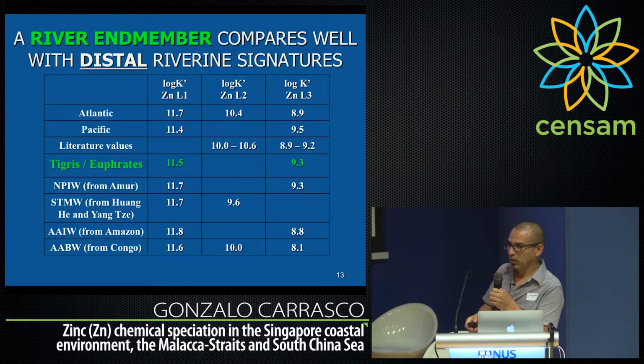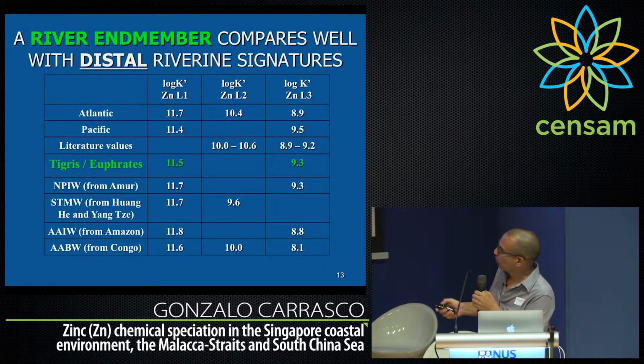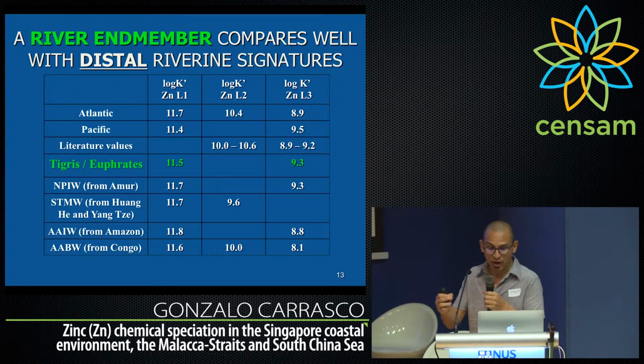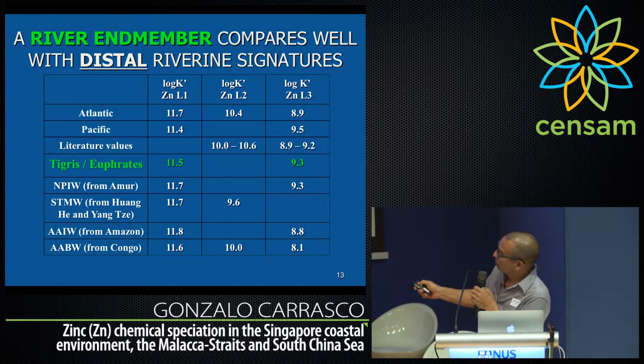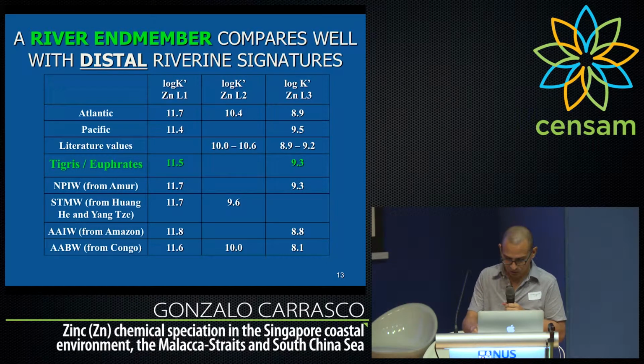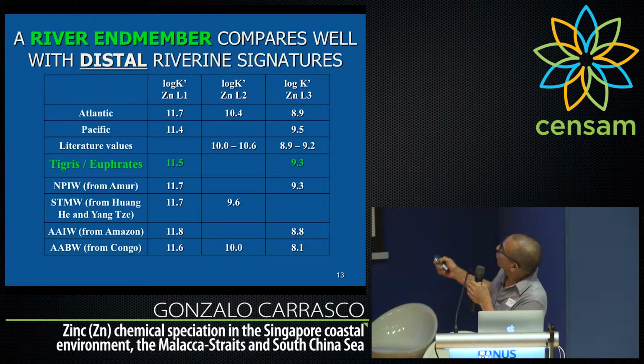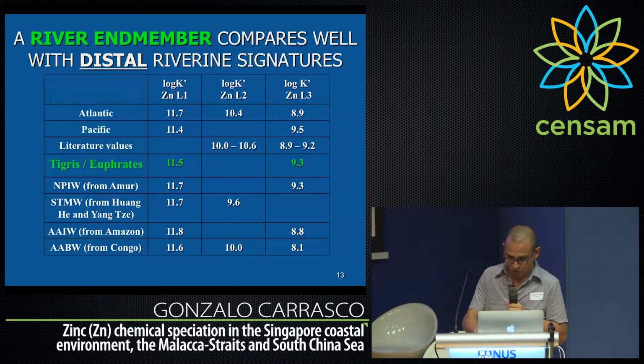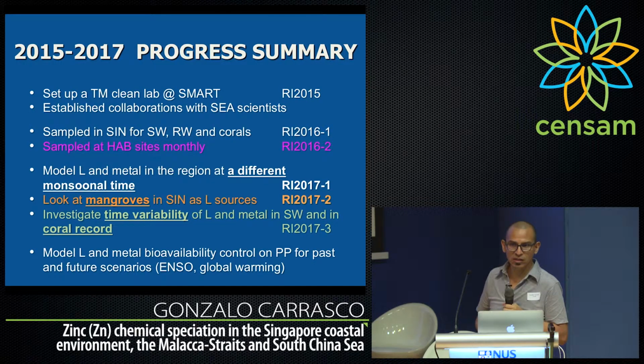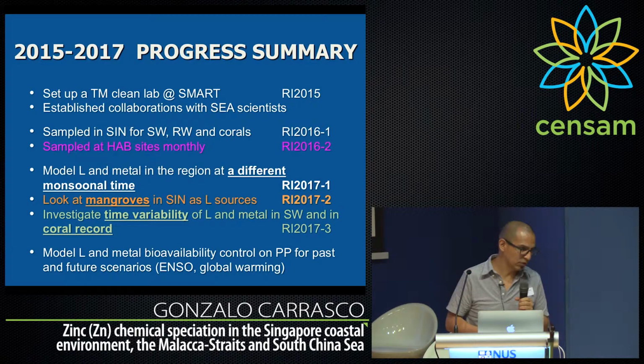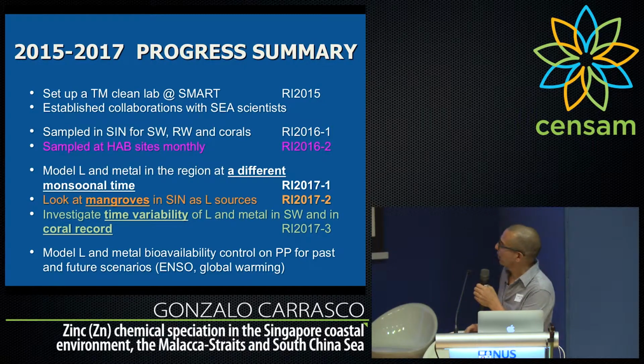And in my time at MIT, with Ed, we went to Kuwait and we did some work in the Tigris and the Euphrates River directly, and we found exactly the same strength of the binding agent, proving that the riverine end member compares really well with distal riverine signatures. So the idea was then to try to see that in this region, which has so many rivers and so much organic matter coming from these.